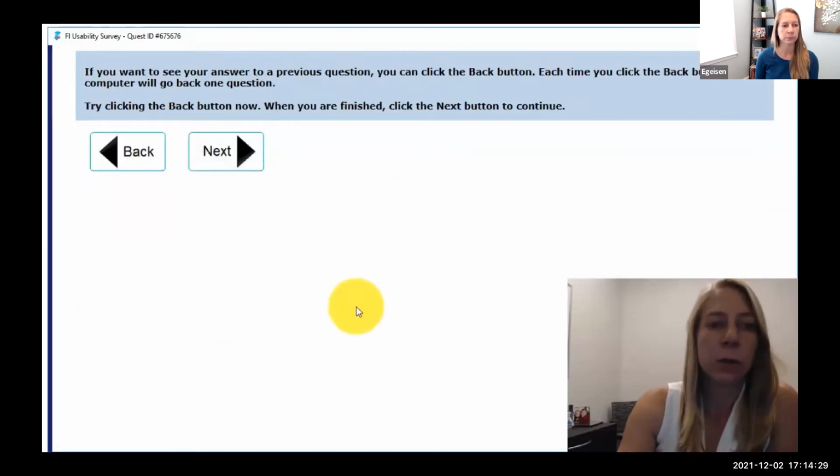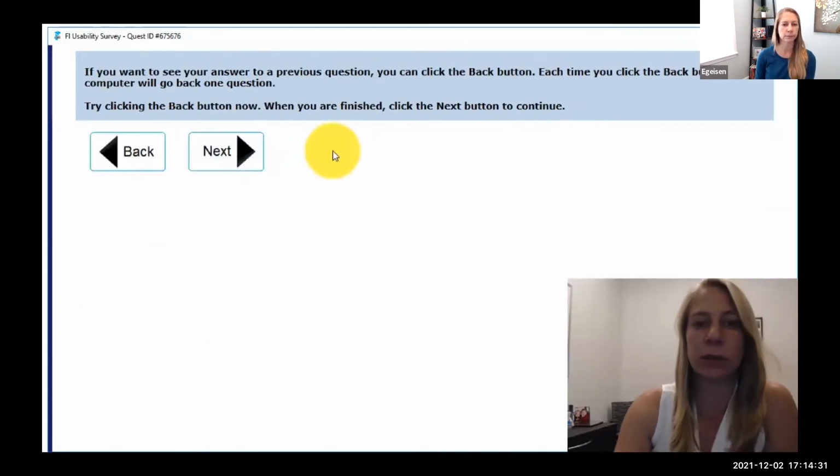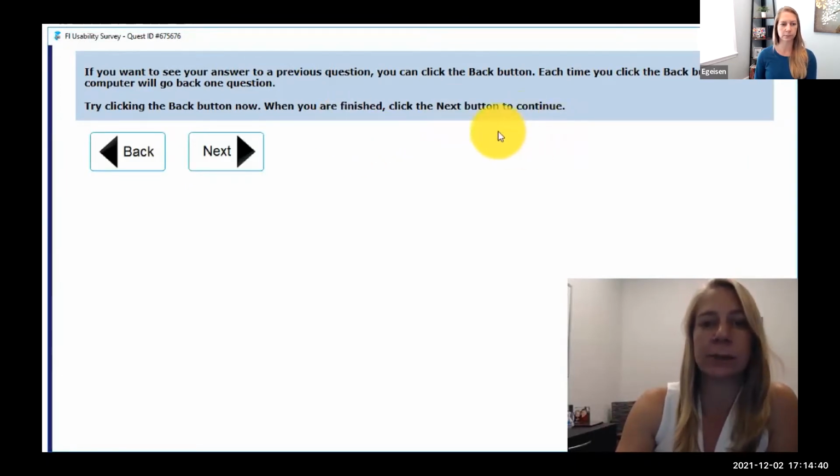Okay, if you want to see your answer to a previous question, you can click the back button. Each time you click the back button, the computer will go back one question. Try clicking the back button now. When you're finished, click the next button to continue.